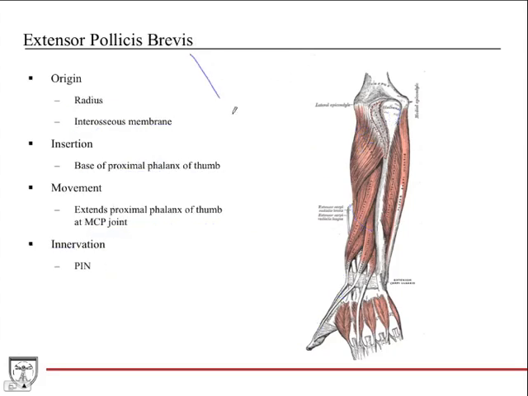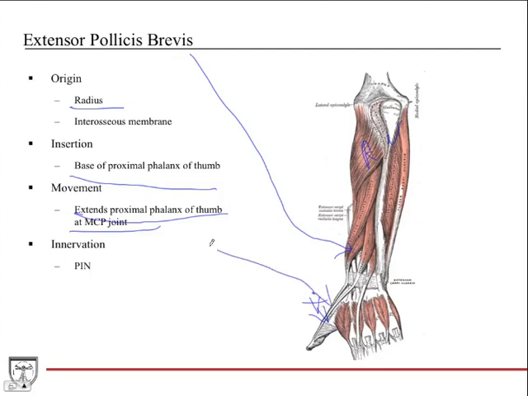Extensor Pollicis Brevis is this much smaller muscle, as you can see here, which again, this would be the radius deep here. Here's the ulna actually shown here. And this muscle, unlike the longus, actually comes off the radius. And you can see that here as a more radial origin and course, and then it comes off the interosseous membrane, goes down to the base of the proximal phalanx. So this one attaches more proximal on the thumb, more like here. And then since it only reaches out to there, it extends the proximal phalanx of the thumb at the MCP joint, okay, which would be in this region here. So even though it's a smaller muscle with a shorter course, it's more responsible for extending the MCP joint of the thumb, and then it's innervated by PIN.